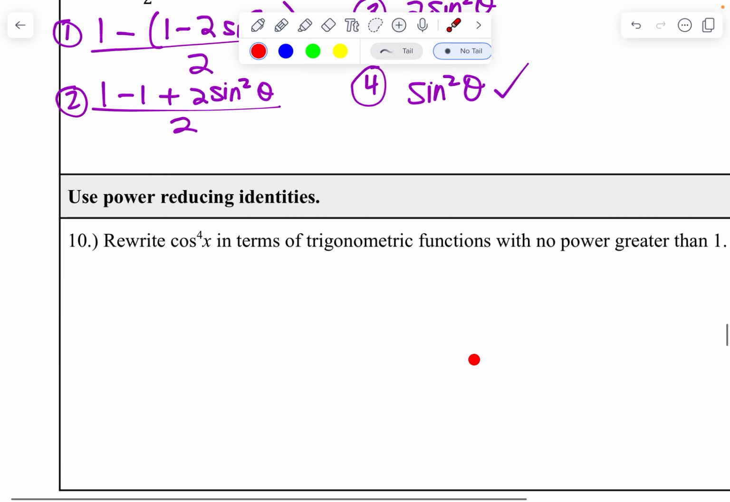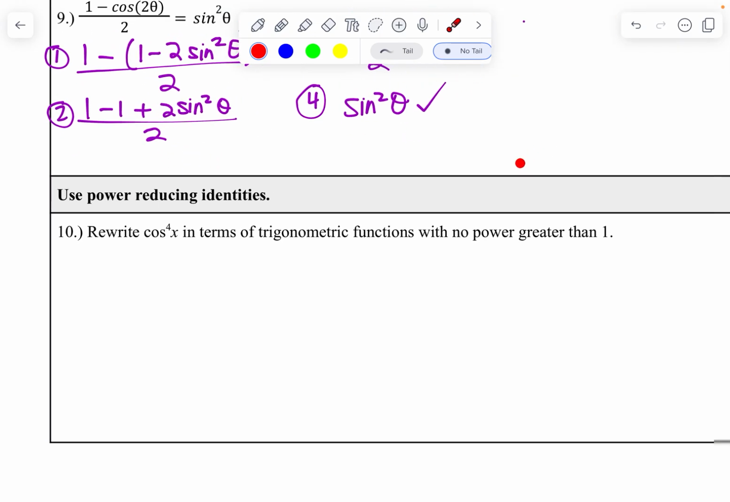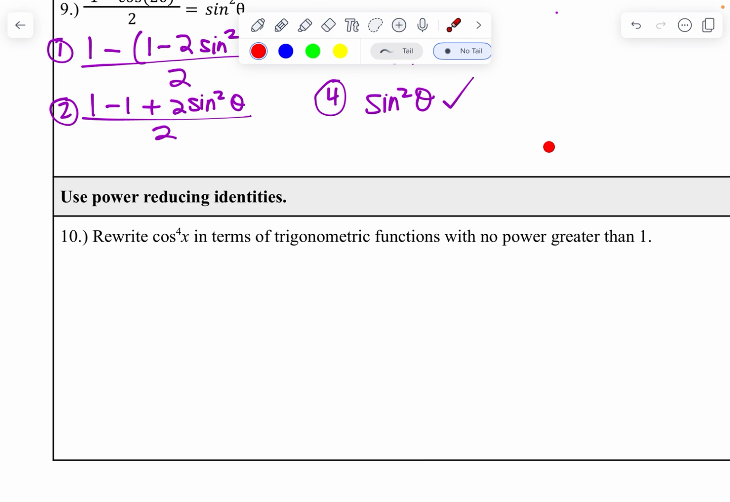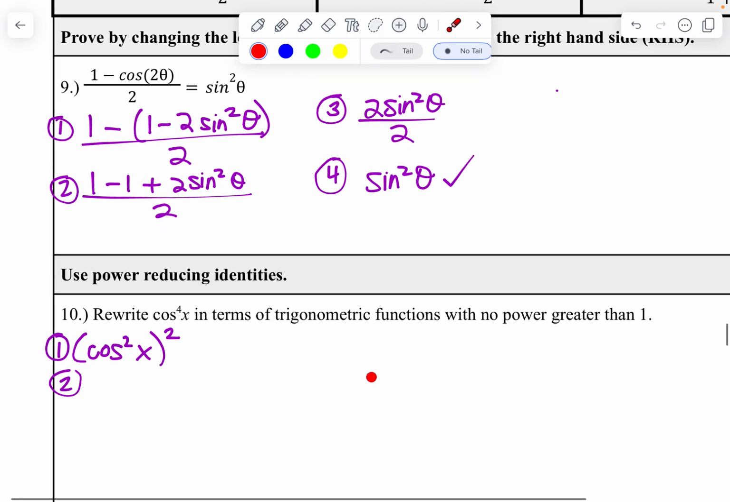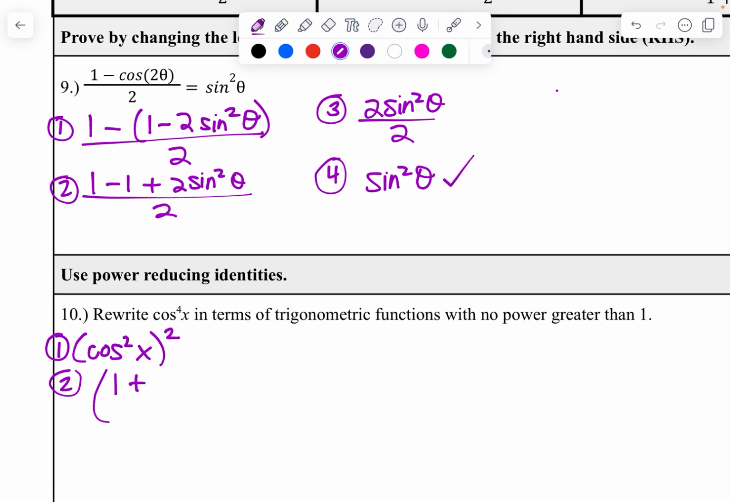All right, now we're going to use a power reducing identity. So we're going to rewrite cosine to the 4th power of x in terms of trigonometric functions with no power greater than 1. Okay, so we could rewrite this as the cosine squared of x, being squared. And then our power reducing identity tells us that cosine squared of theta is equal to 1 plus the cosine of 2 theta divided by 2. Oops, it should be 2x for this one though, because we're using x, not theta. That's our variable.